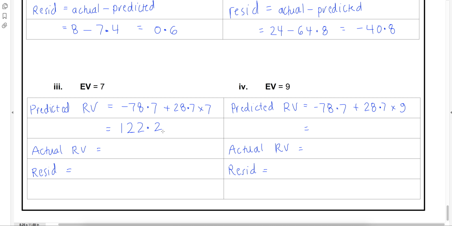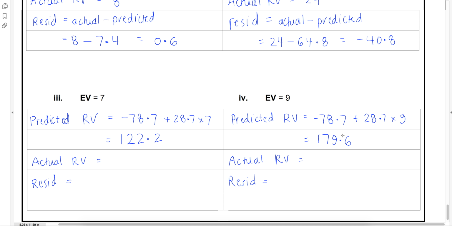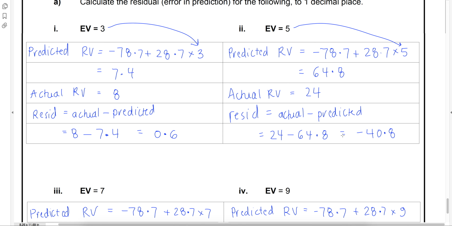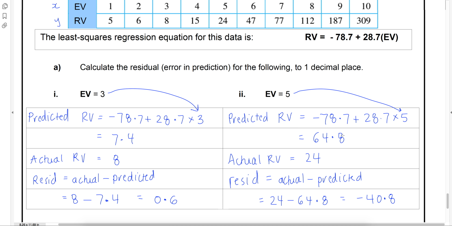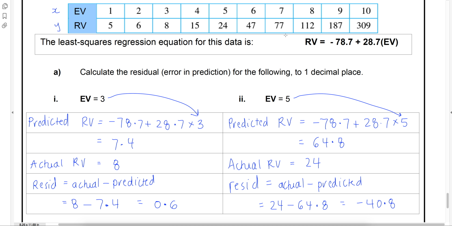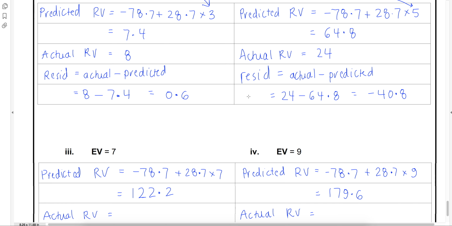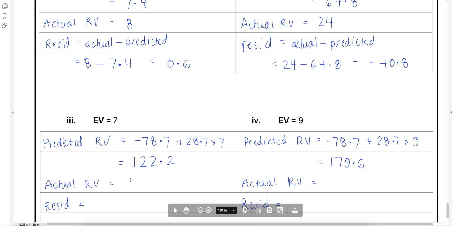I'll do the same while I'm at it with this one over here with a 9. So copy it across, change to a 9, 179.6. Now we need to know the actual value. So when it was 7, we had an actual value of 77, and then for 9, 187.